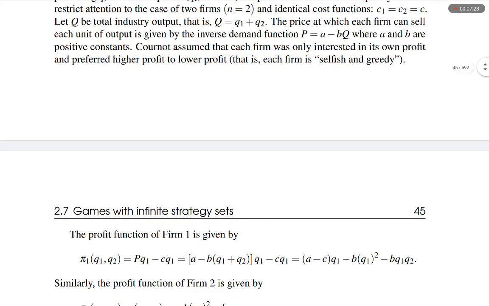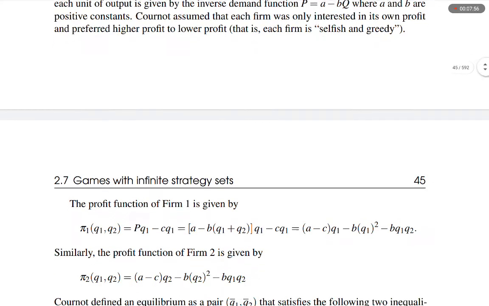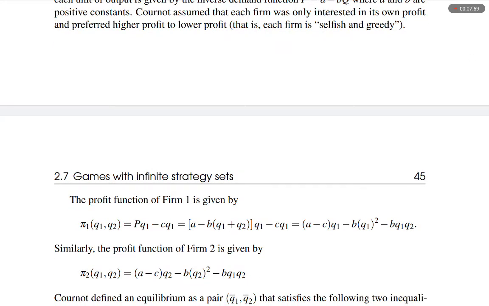Let Q be the total industry output, that is Q = q1 + q2. The price at which each firm can sell each unit of output is given by the inverse demand function, P = a − bQ, where a and b are positive constants. Cournot assumed that each firm was only interested in its own profit and preferred higher profit to lower profit. That is, each firm is selfish and greedy.